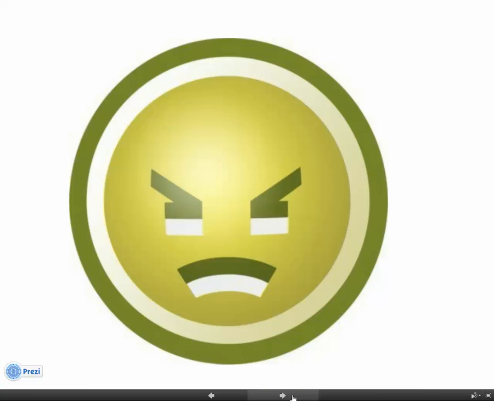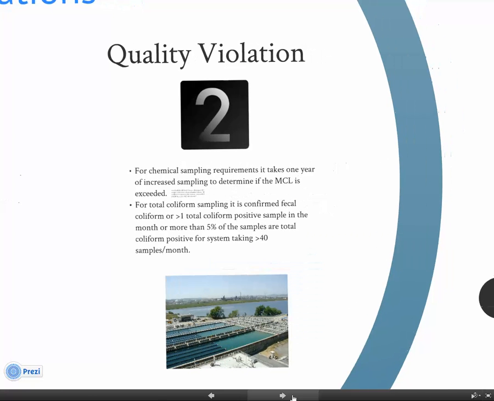These violations cause a lot of concern and angst because you get a letter fairly quickly from the Division of Drinking Water notifying you of the violation, but they're fairly easy to clear up, a little bit easier to deal with than the second type of violation, which is a quality violation.